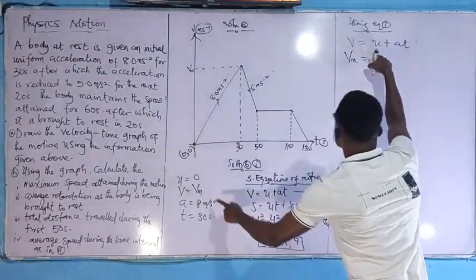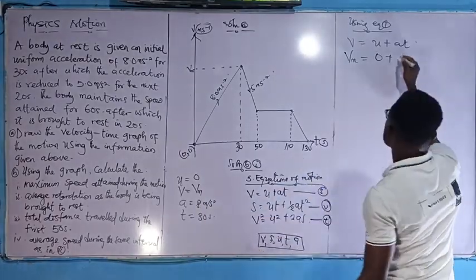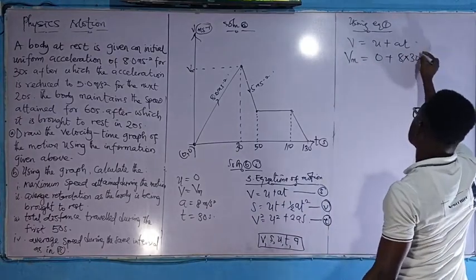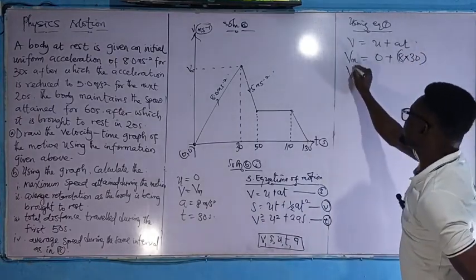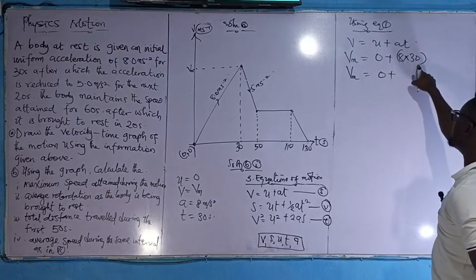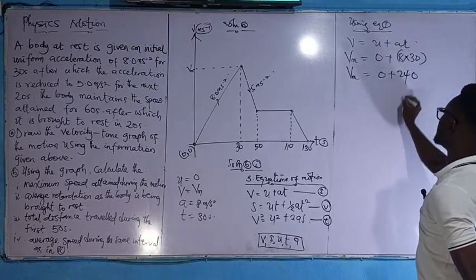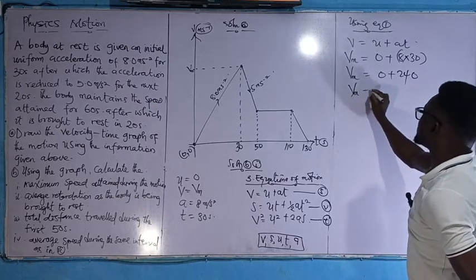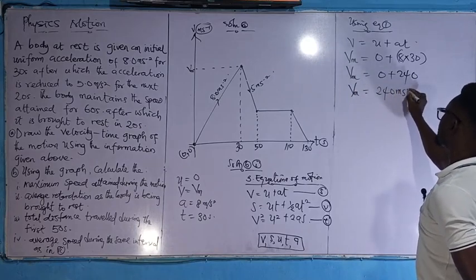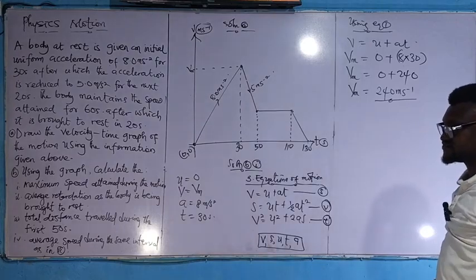Initial velocity, we have it to be 0. Then acceleration, we have it to be 8. Then times T, which is 30. So the maximum velocity will now be 0 plus 8 times 30. 8 times 0 is 0. 8 times 3 is 24, so 240. So the maximum velocity now becomes 0 plus 240. We have 240 meters per second. Now we've got the maximum velocity.